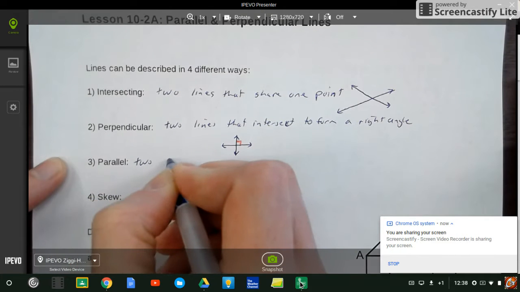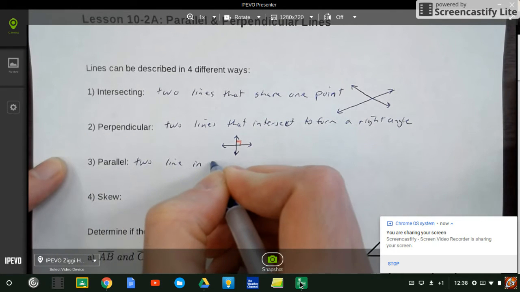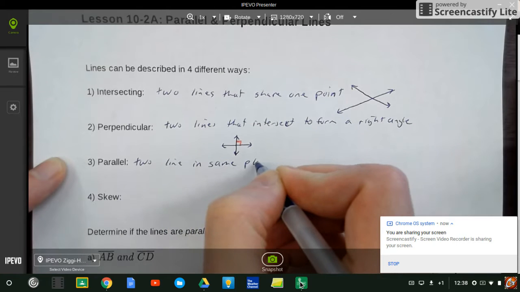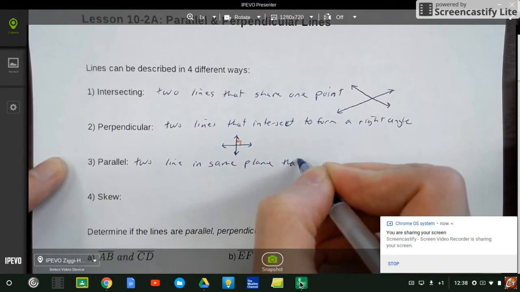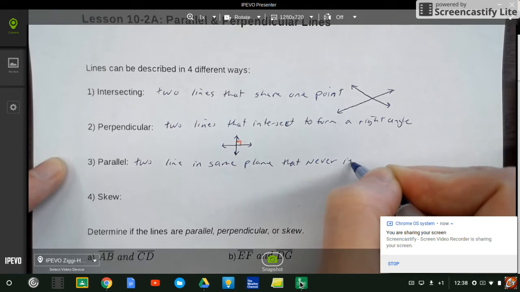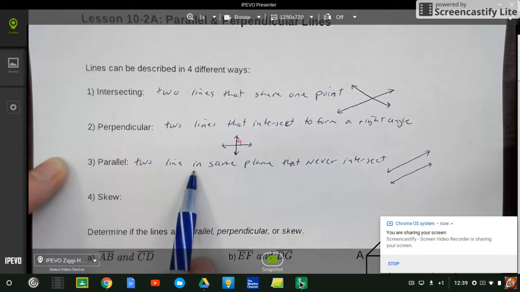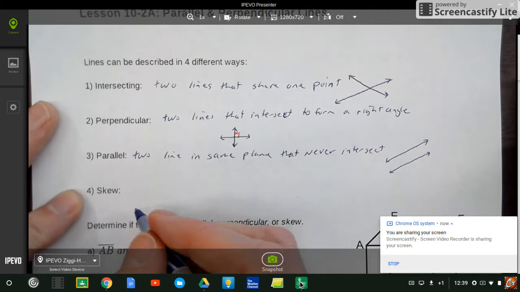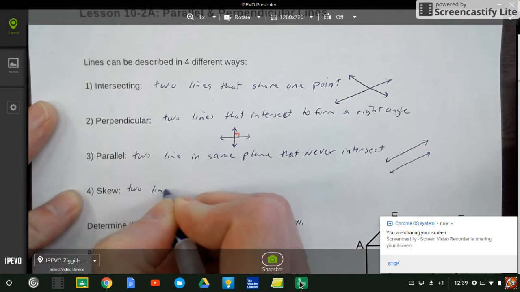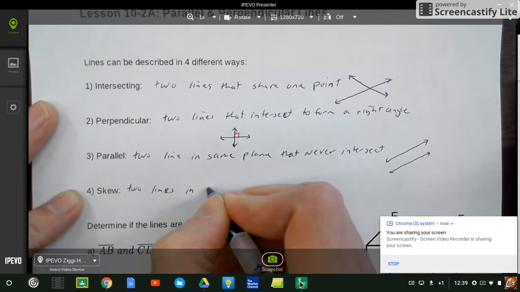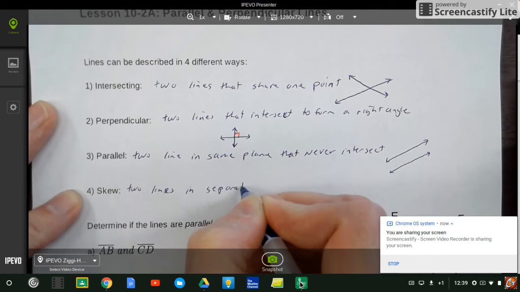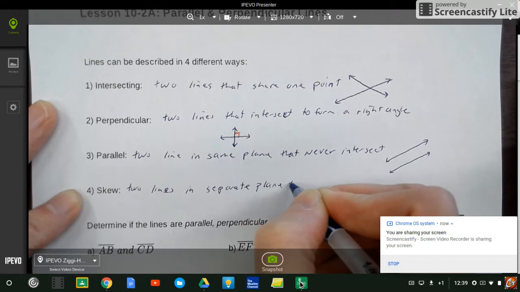Parallel lines are two lines in the same plane that never intersect. And we've seen examples of that, a line and another line. But here's the catch, it's in the same plane. If we have two lines not in the same plane, they could still not intersect. And that's what we call skew lines. So skew lines are two lines in separate planes that never intersect.